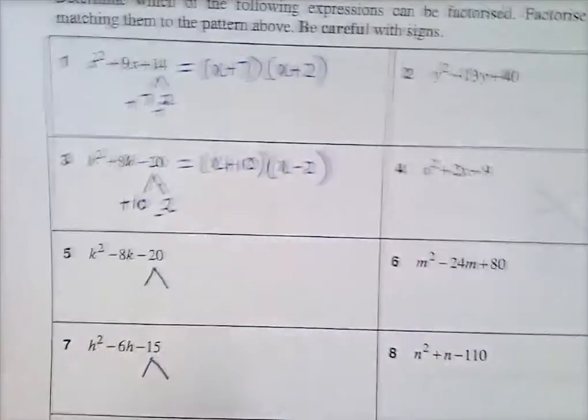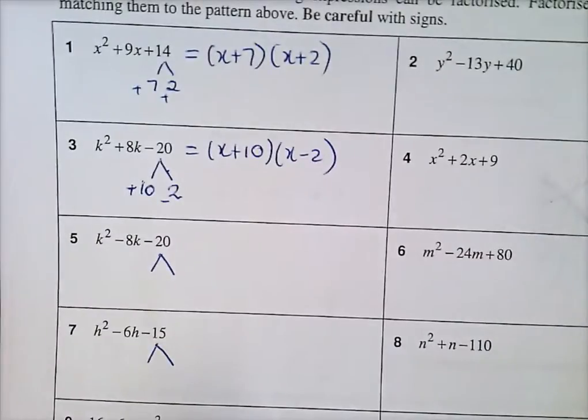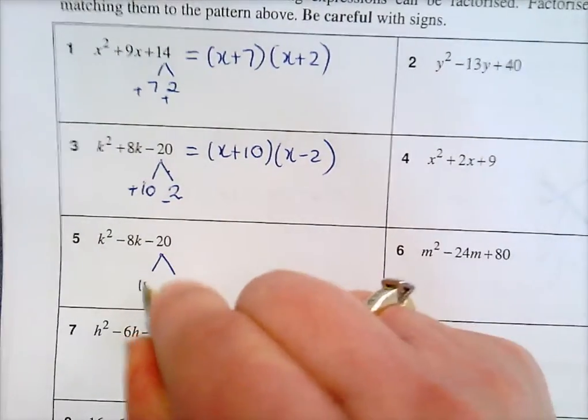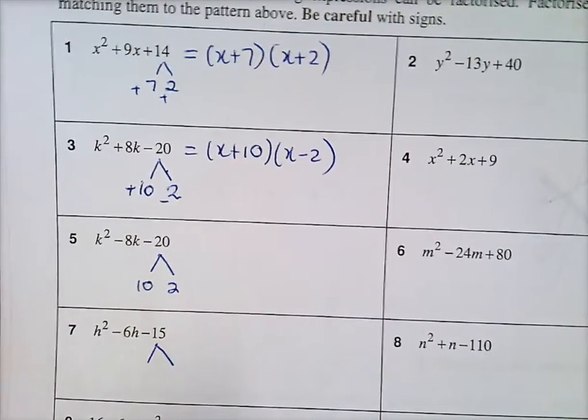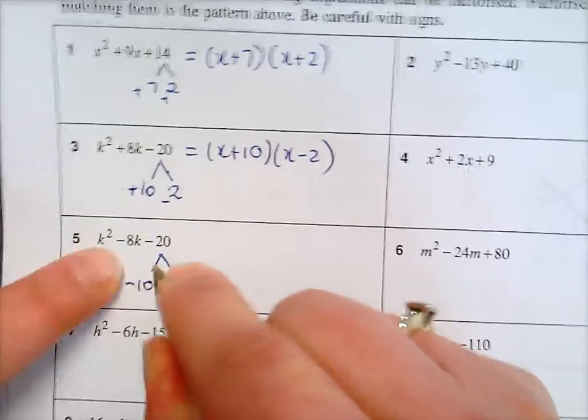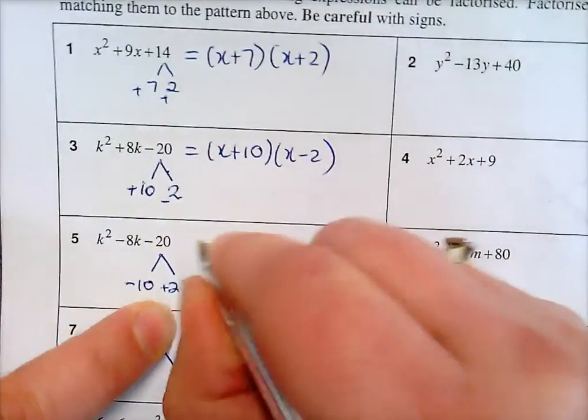What about the next one? Does that one work? Girls, 10 and 2 is 8. Which way? I need the sum to be negative 8. So 10 minuses, 2 pluses.